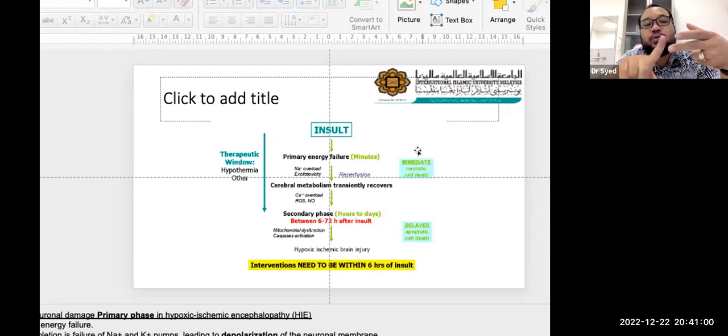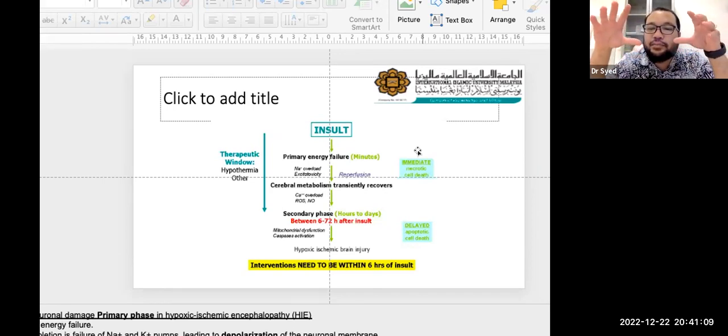So again, what happens is, satu, dia reducekan reperfusion injury. Nombor 2, it makes the metabolism and the damages slower.